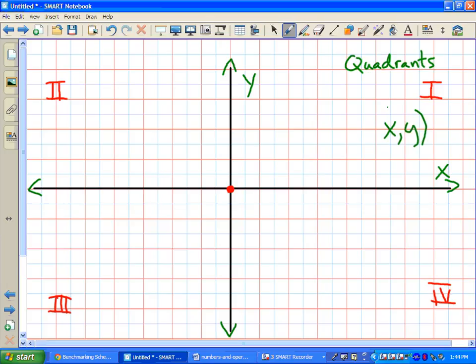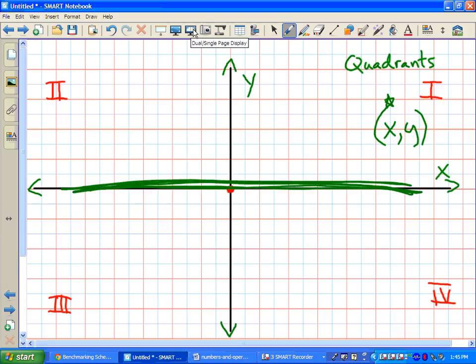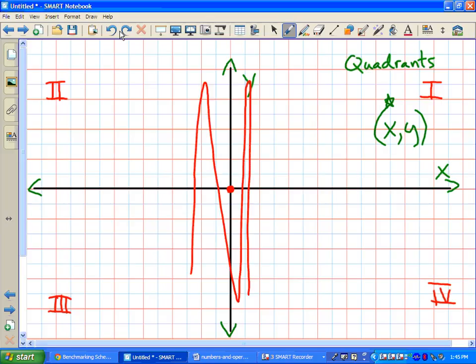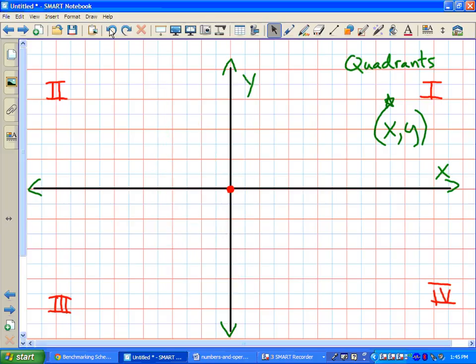Do you notice that the x is first? Well, in the alphabet, x comes before y, so x goes first. So basically, we're going either left or right for our first number. And then we stop, and then we go either up or down. And then we actually put our point where it belongs.